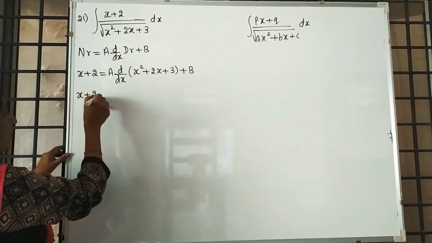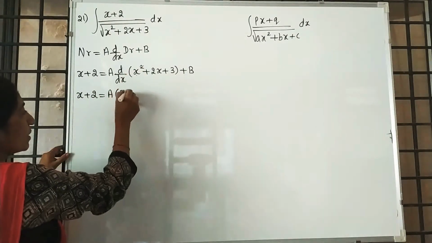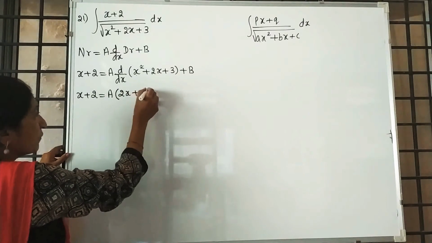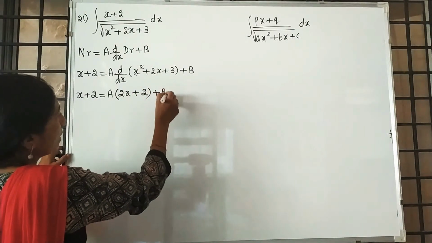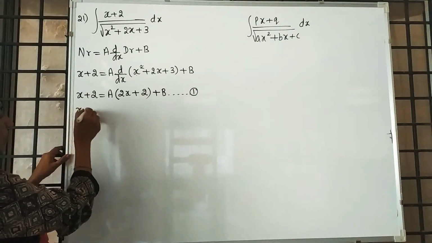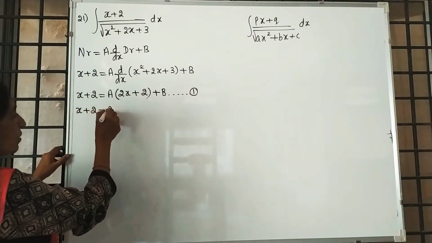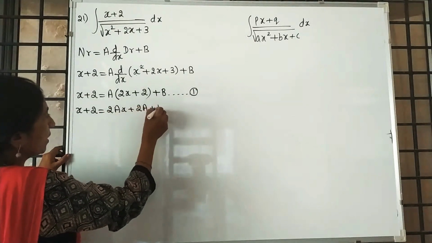This is x plus 2 is equal to a times, as the differentiation of x square is 2x, plus the differentiation of 2x is 2, plus b. Let us call this equation 1. Now I am removing the bracket. x plus 2 is equal to 2ax plus 2a plus b.